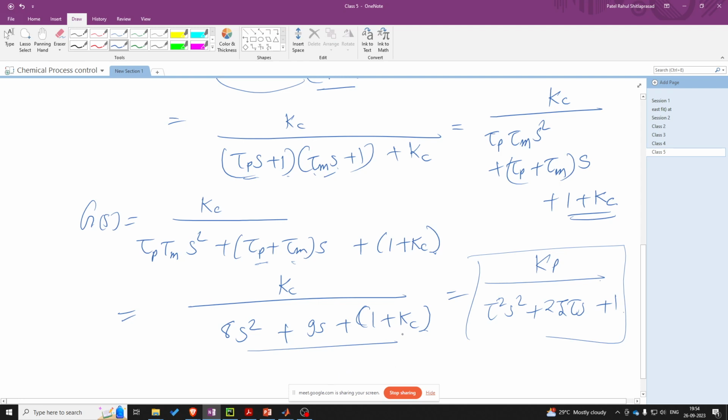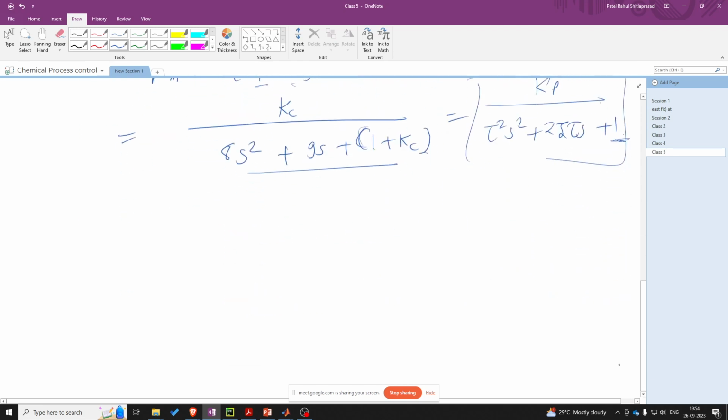For that we need to see that the last term should be 1. That is why we need to eliminate this value of Kc. So what we will do is, we will just replace this entire thing by 1 upon Kc, so that we only have these three terms whereby the last term is 1. So it will become, I can take 1 upon Kc common, 8 upon 1 upon Kc whole s square plus 9 into 1 plus Kc plus 1.